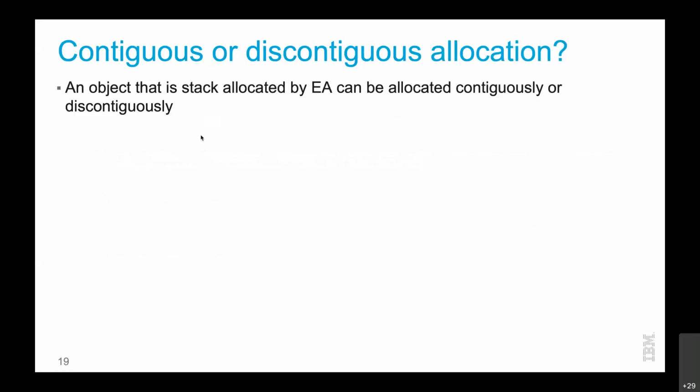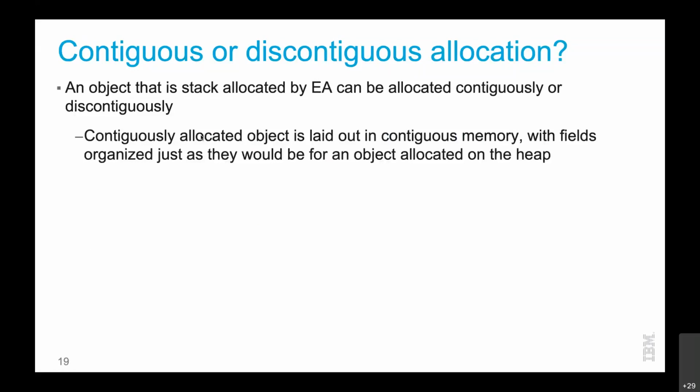One thing I should mention regarding stack allocation is the nature of the stack allocation. So the way the object is laid out in memory on the stack. So when EA stack allocates an object, it can actually allocate it in a contiguous fashion or a discontiguous fashion. In the case of a contiguously allocated object, it's laid out in contiguous memory with the fields all laid out as they would be for an object that's allocated on the heap.